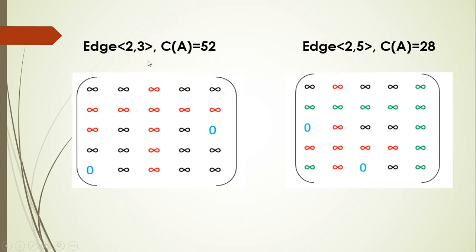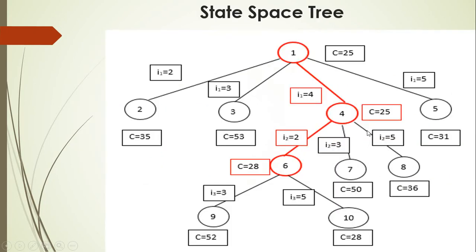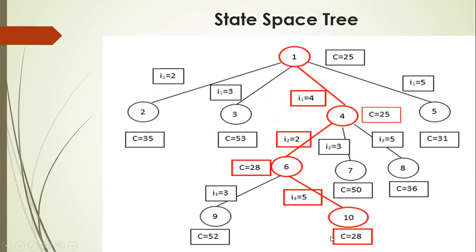For node 9, that is edge 2 to 3, cost is 52. For node 10, edge 2 to 5, cost is 28. So this node gives you the minimum value. So the traveling salesman will travel from 2 to 5 with value 28.